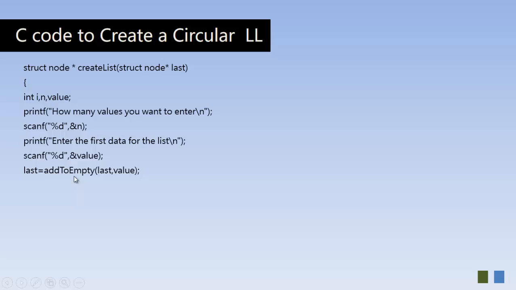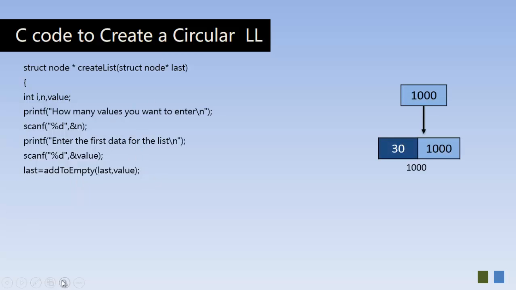Now we have got a node. So let us say suppose this is start, and it has got 1000. So this node at 1000 is currently pointing to itself, right? Now I start creating the other nodes.